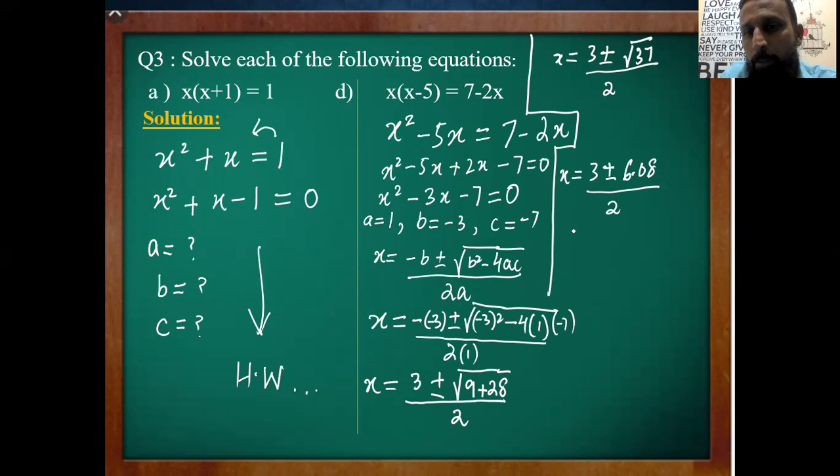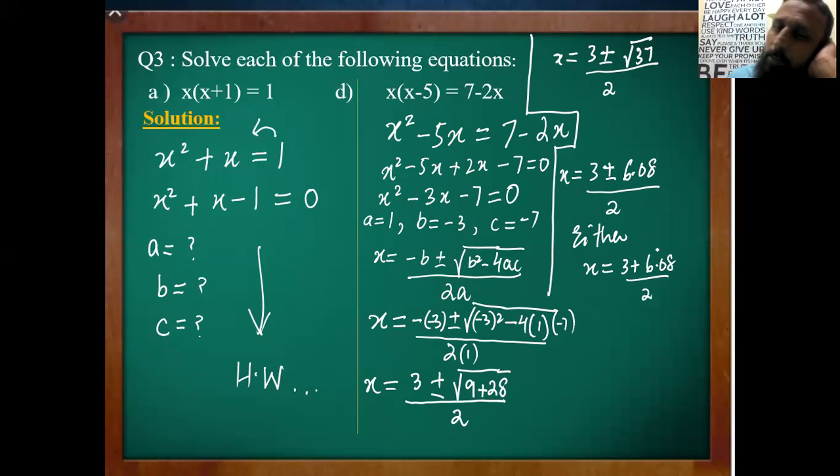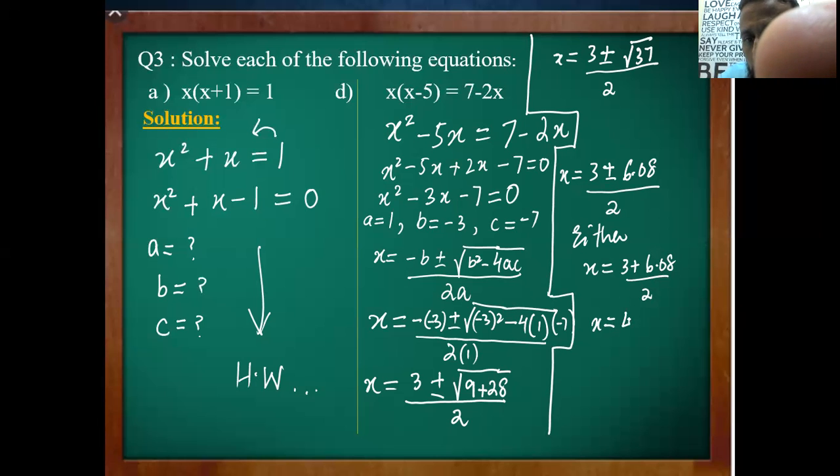Again, make two columns. Either x equals 3 plus 6.08 upon 2. So 3 plus 6.08 makes 9.08. x equals 9.08 divided by 2. So our answer is found to be 4.54. That's the first answer, correct to two decimal places.